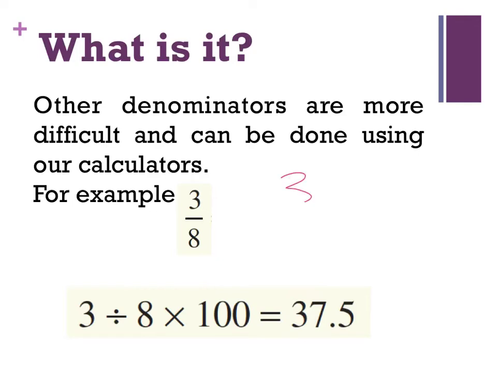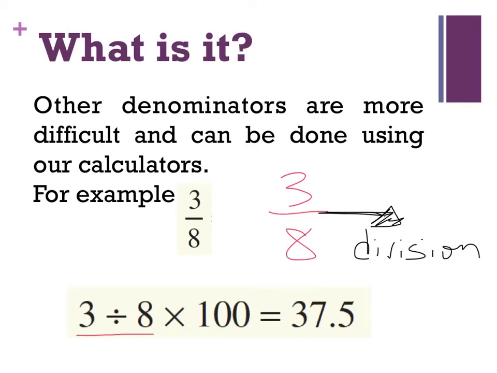Now, I know when it says 3/8 or 3 over 8, this line here means division. That's 3 divided by 8. So if I get my calculator out, I can enter 3 divided by 8, and then hit the equal sign. And with that answer, I can then multiply by 100. When I do that, it gives me an answer of 37.5.